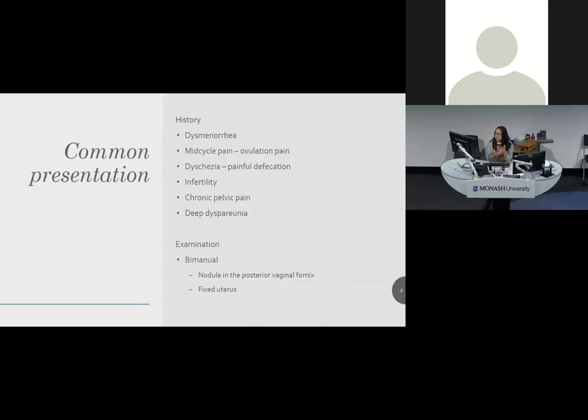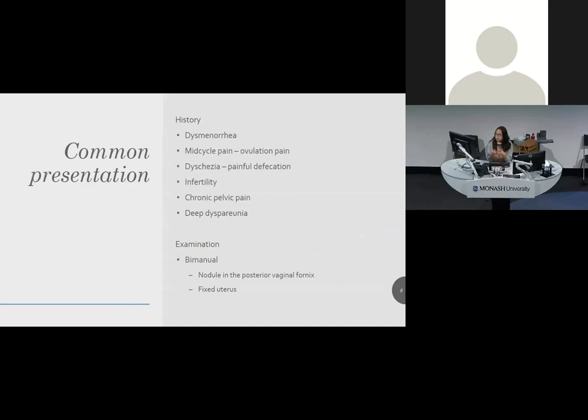Commonly they will come and say that they've got very, very painful periods, disabling, generally a cyclical pain. However, they can have mid-cycle pain, and they also develop chronic pain syndrome, so they have constant pelvic pain. Some people can have painful defecation because they've got endometrial lesions on their bowel, on their rectum, and that's causing them pain whenever they go to the toilet.